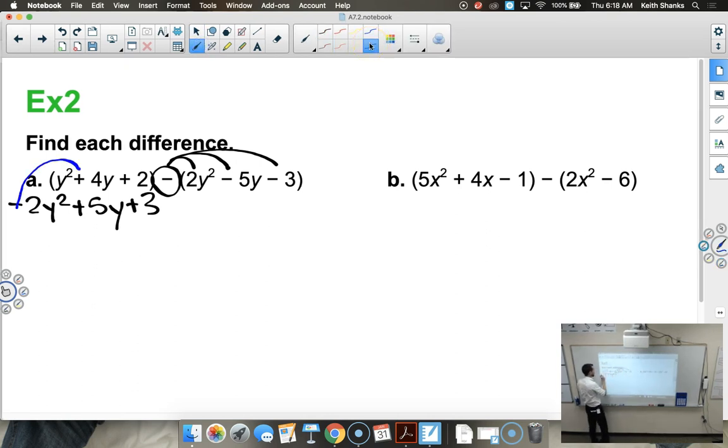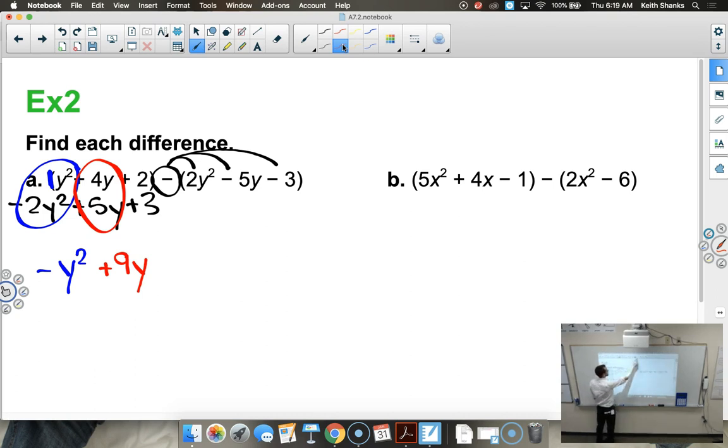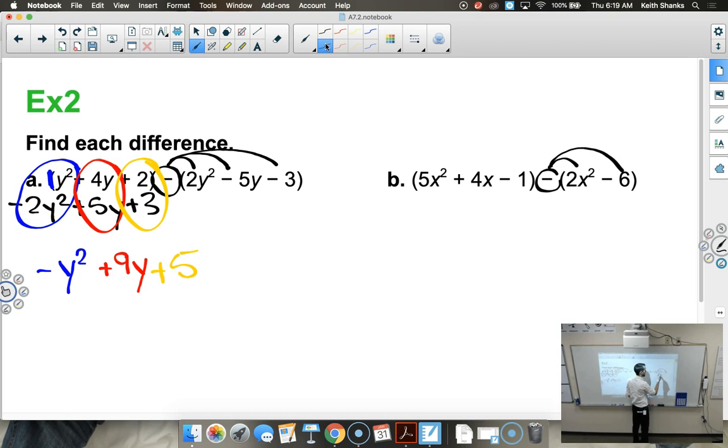And I will do my squareds. So y squared minus 2y squared. Please be careful. There's a 1 in front of this guy. So it's 1 minus 2, which is negative y squared. I've got these, they're both positive, so plus 9y, 4 plus 5. And then the last one, plus 5, 2 plus 3. That would be the subtracted version. Okay? So one more time, make sure first you do the distributive property.